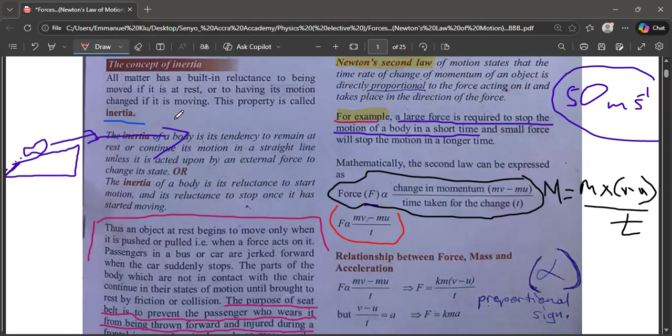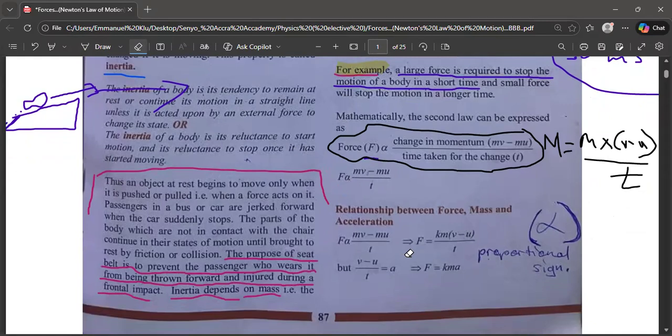If they say something is proportional, what does that mean? When we say something is proportional, what does that mean? Like as this one is moving towards the right, the other one too is moving in the same direction. Okay, all right. You have tried.